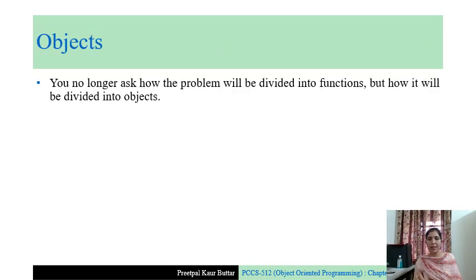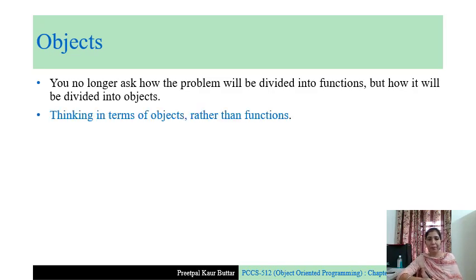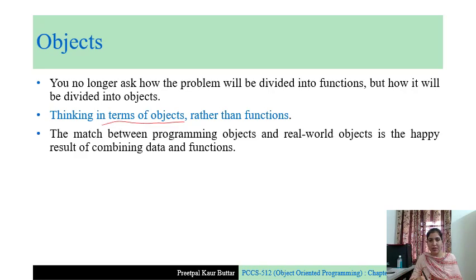So the first characteristic is object. Now in object oriented programming, you will no longer ask how the problem will be divided into functions, but you will ask how it will be divided into objects. Okay. So we are thinking in terms of objects rather than functions.